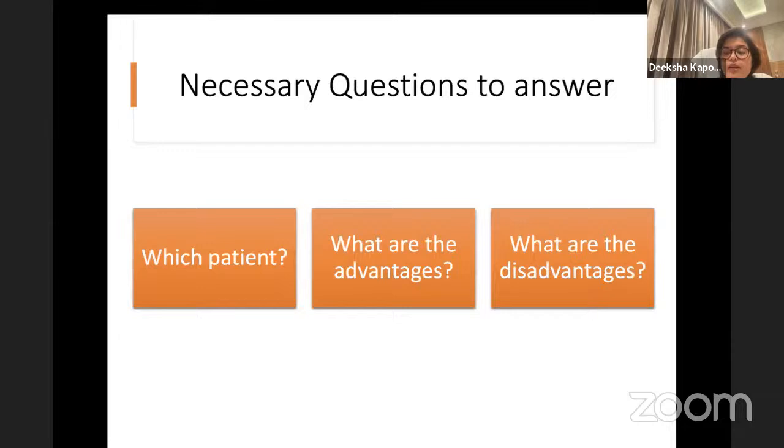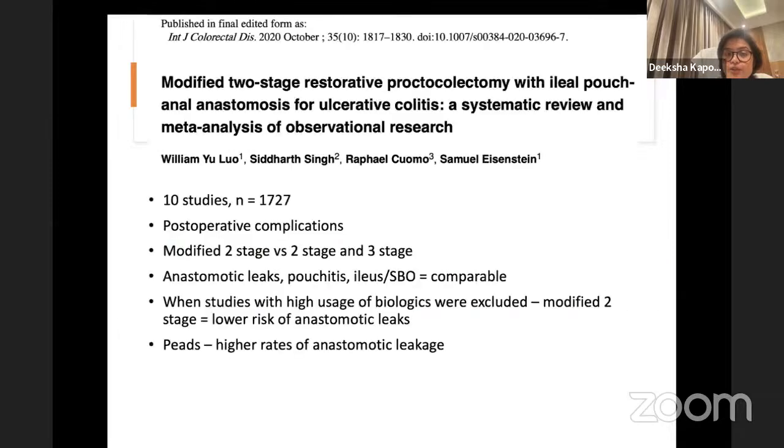So whenever we are looking at downstaging a pouch procedure, we must understand what's relevant in which patient, what advantages do we get out of it, and what are the possible disadvantages to it. So this is a meta-analysis of 10 studies, about 1,700 patients, in which they said that the modified 2-stage versus a 2 or a 3-stage was equivalent in terms of anastomotic leaks, pouchitis, ileus, and small bowel obstruction.